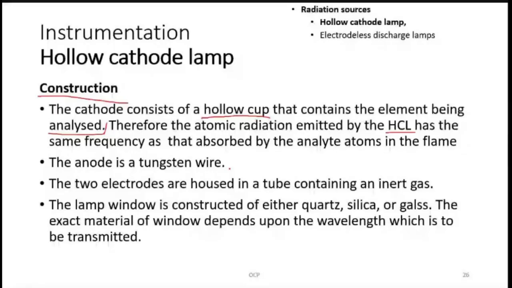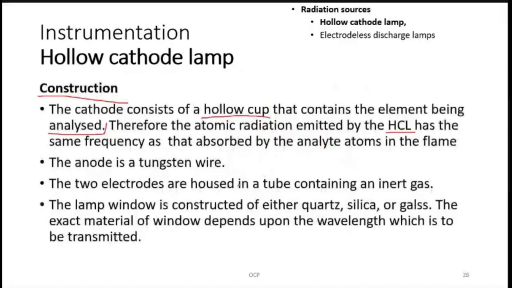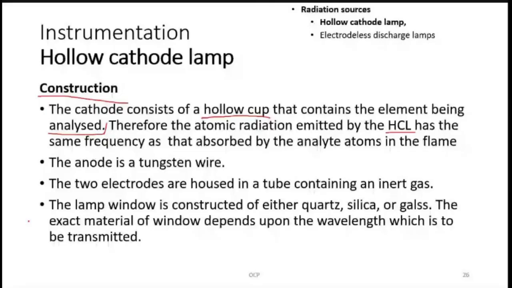The two electrodes are housed in a tube containing an inert gas. So it is filled with inert gas, say argon or xenon. The lamp window is constructed of quartz, silica or glass. Now when can you use glass, when can you use quartz, when can you use silica, any idea? If the electromagnetic radiation is in the range of infrared radiation, you can use glass.